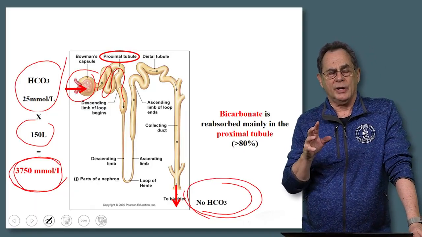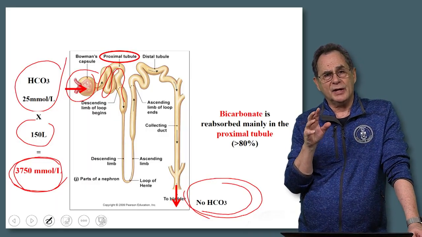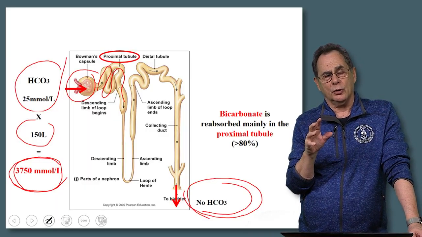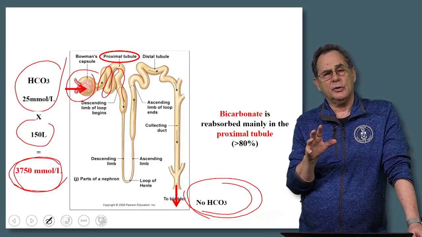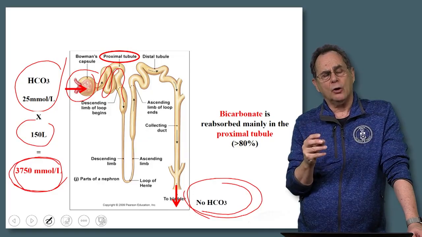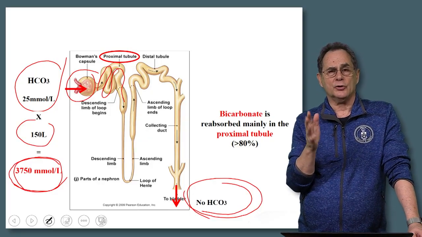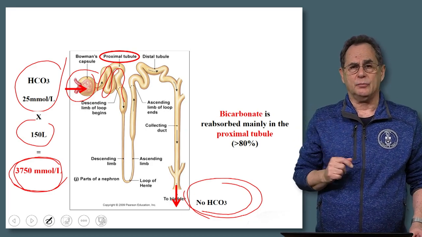So bicarbonate, readily filtered at the glomerulus into Bowman space and then entering the proximal tubule, is completely reabsorbed by the nephron so that there's virtually no bicarbonate in our urine. I said the typical pH in our urine is between 5 and 5.5.